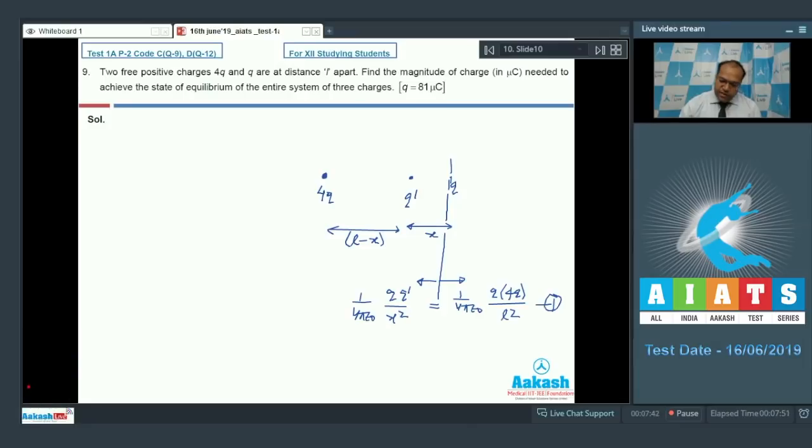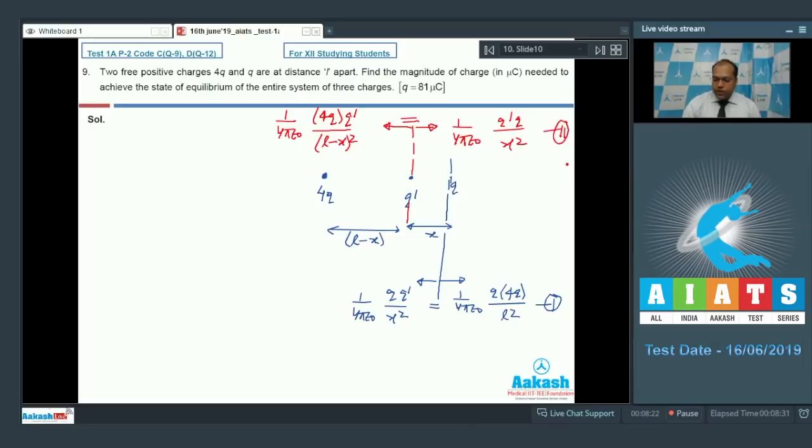Similarly, if I see the force on charge q dash, then due to 4q, the force on q dash will be in this direction, and due to q, the force would be in this direction. Due to q, it can be written as 1 upon 4 pi epsilon naught q dash into q divided by x square, and due to 4q, as 1 divided by 4 pi epsilon naught 4q into q dash divided by L minus x whole square. So we can equate these two. This is my equation 2.